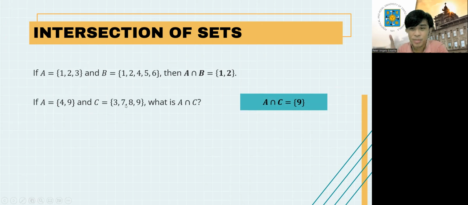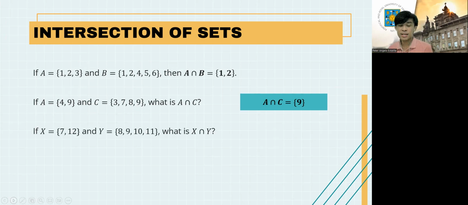So another tip na matuturo ko sa inyo, pag naghahanap tayo ng intersection, mag-base tayo dun sa mas konti. Bakit? Kasi pag nag-base tayo dun sa mas konti, titignan lang natin kung lahat ng elements niya or yung each of the element ay existing dun sa isang set. Diba? So dito, 4 and 9, dalawa lang yan. So sa 4 and 9, pwede mo tignan. Hanapin mo lang si 4. Is 4 an element of C? Hindi. Is 9 an element of C? Yes. So 9 is our intersection.